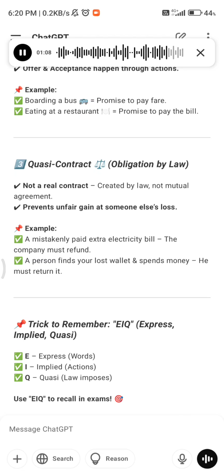Trick to remember: EIQ. Express, implied, quasi. E, express. I, implied, actions. Q, quasi, law imposes. Use EIQ to recall in exams.